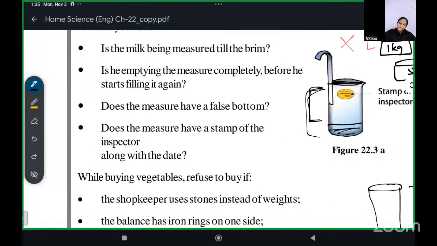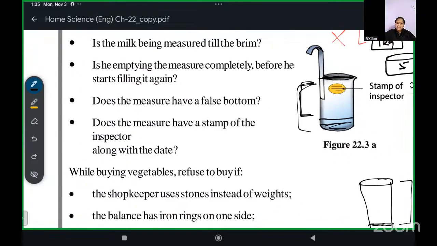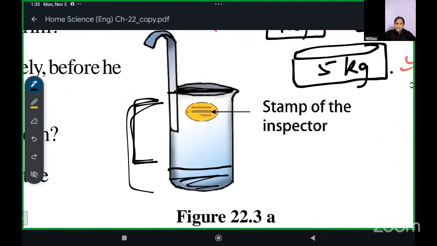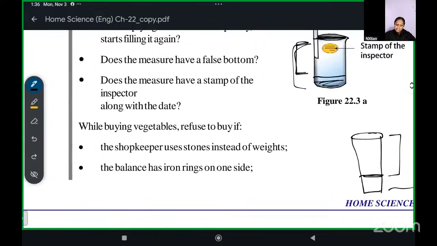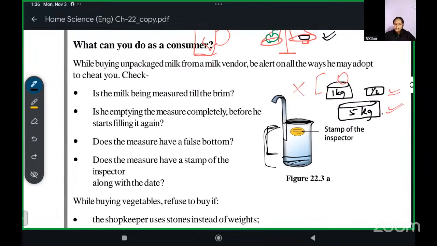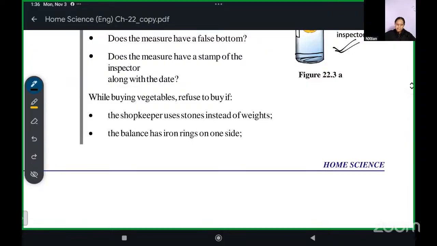Then, does the measure have a stamp of the inspector along with the date? This is a stamp of the inspector along with their date. They inspect it and make sure the measurement is perfect for it to be used. Now, while buying vegetables, refuse to buy if the shopkeeper uses stones instead of weights. If he's using stones, you don't buy.